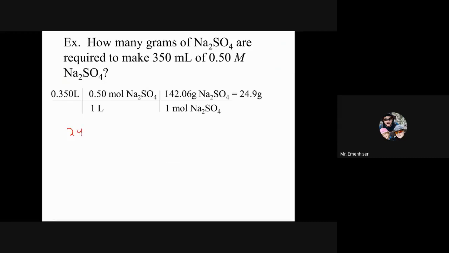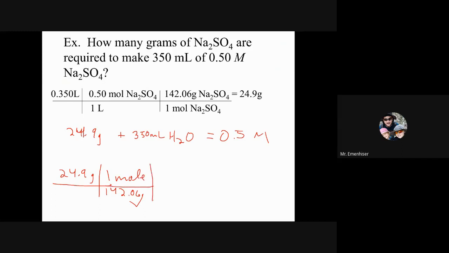If I take and measure 24.9 grams of sodium sulfate and put it in 350 milliliters of water, I will get a 0.5 molar solution. Let's try that. 24.9 grams divided by 142.06 grams per 1 mole. That'll just give me moles. And then I need to multiply by 1 over 0.35. I'm just checking to see if this gives me a 0.5. So 24.9 divided by 142.06 divided by 0.35, I get 0.5.